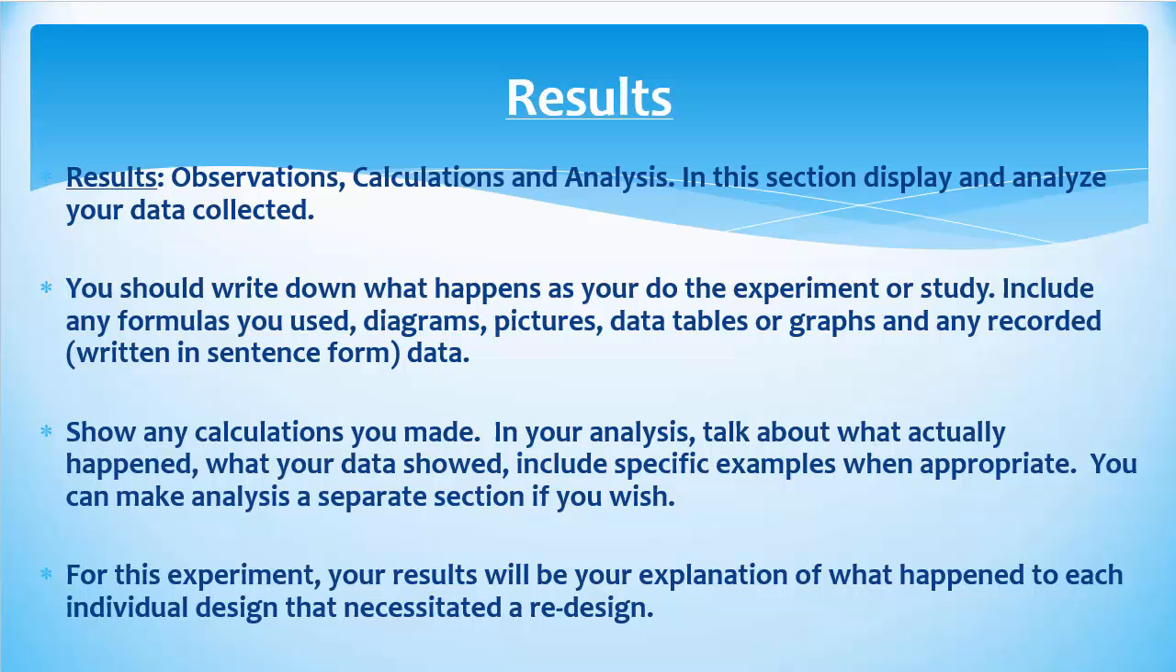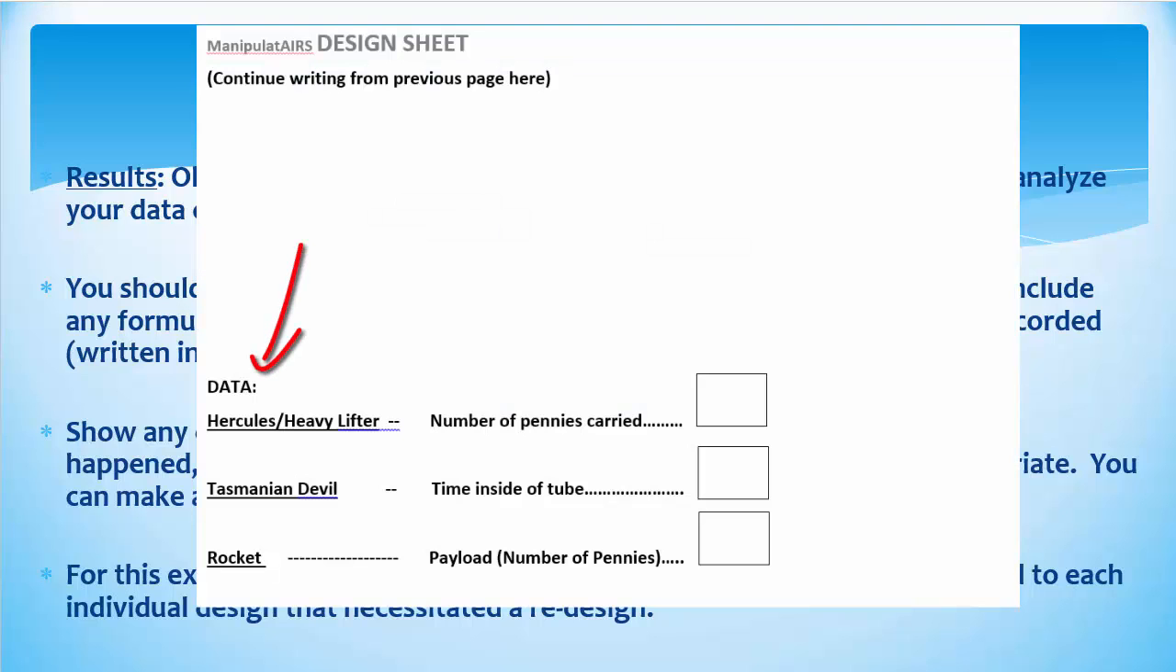talk about what actually happened in your experiment, so what your data showed, include specific examples. For this particular experiment, you're going to use the data that you have in the back of your design sheet. So it was like how many pennies you carried if you're a heavy lifter, how long it stayed in the tube if you're a Tasmanian devil, and how many pennies you could carry out of the tube if you were a Shelby County rocket.